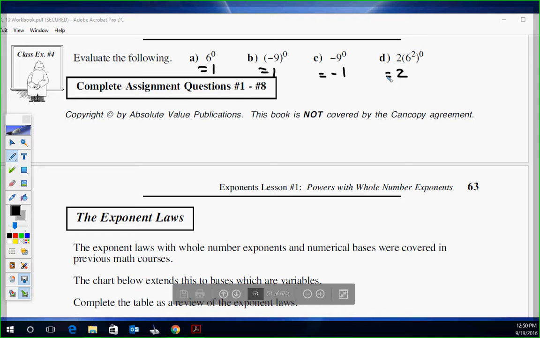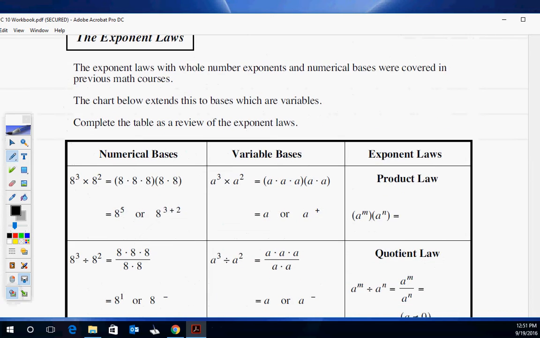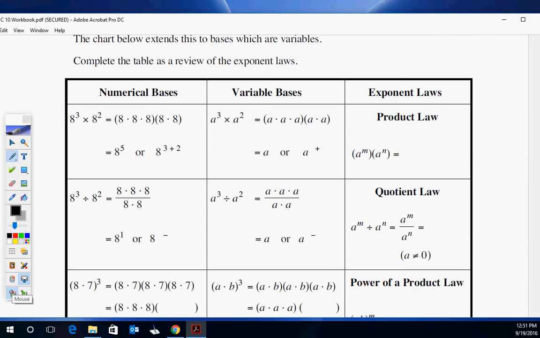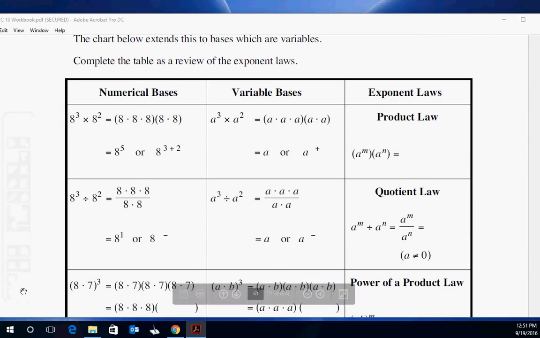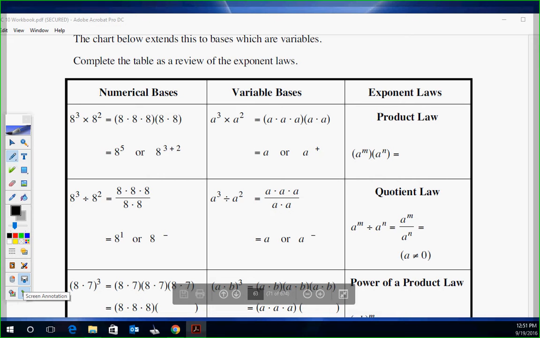All right, so now we're going to go quickly over the exponent laws again from last year. Okay, so this right here is multiplication with exponents. So whenever you're multiplying things with the same base, you add the exponents. Okay, so that's the product law. Any question on the product law? Are we remembering this stuff at all? Yeah. Hopefully.